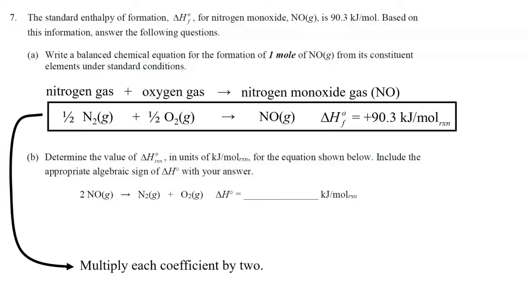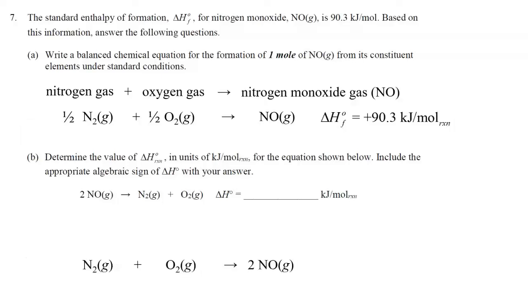Well, if we look at the 1/2, we don't see a 1/2 as a coefficient for any of the substances in part B. So the first thing I'm going to do is take the equation from part A and multiply each coefficient by 2. So when I do that, I have N2 plus O2 produces 2NO. And since I doubled that particular equation by multiplying each and every coefficient by 2, then the value of delta H would also be doubled as well.